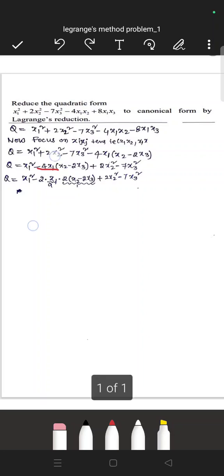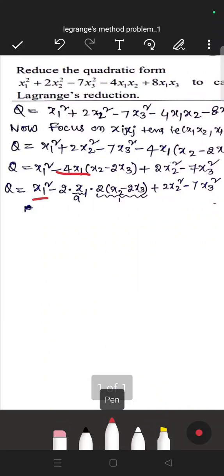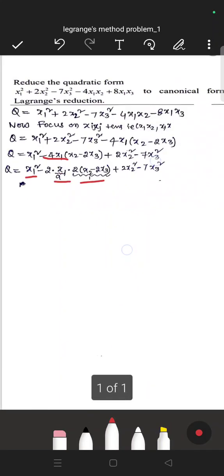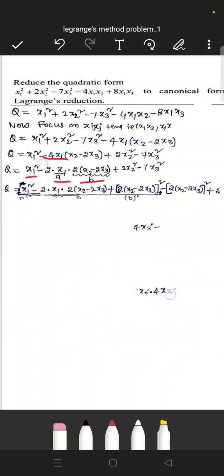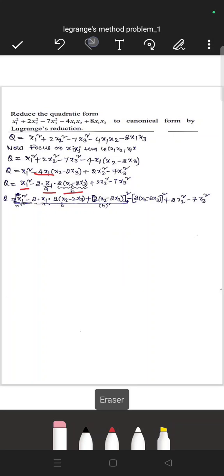Once we observe that, it looks like a square minus 2ab, but one term is missed. What is it? The b square term is missed. A square minus 2ab plus b square is needed. So for that I'm adding plus b square and minus b square. The remaining term is 2x2 square minus 7x3 square, the common term.